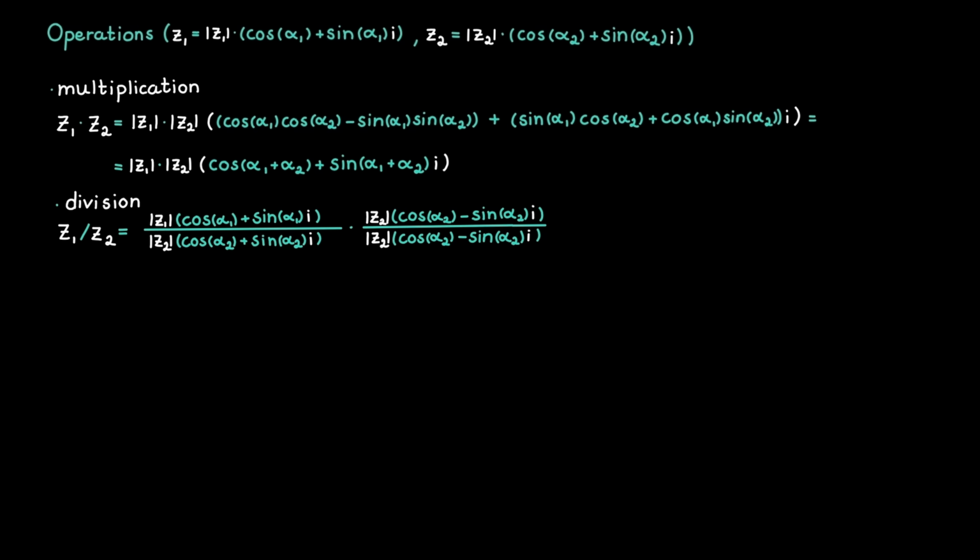And I'm not going to bother you with all of the details here because that is not the main point of this lesson. But if we had done all of the calculations and simplified it a bit, we would have gotten that division of two complex numbers in polar form is equal to the length of complex number C1 divided by the length of complex number C2 times cosine of alpha 1 minus alpha 2 plus sine of alpha 1 minus alpha 2 times i.